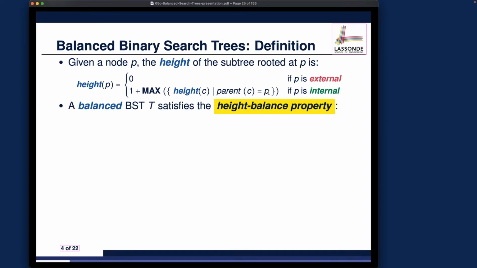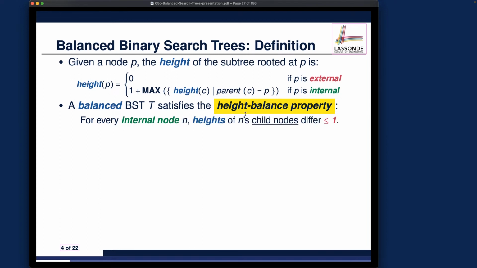And let's now introduce the so-called height balance property. In order for a binary search tree to be balanced, it must satisfy the height balance property. So what is that? Let's take a look. For every internal node n, we only worry about internal nodes. In fact, external nodes are automatically balanced. That's why we don't need to worry about them. We're going to focus more on the internal nodes.